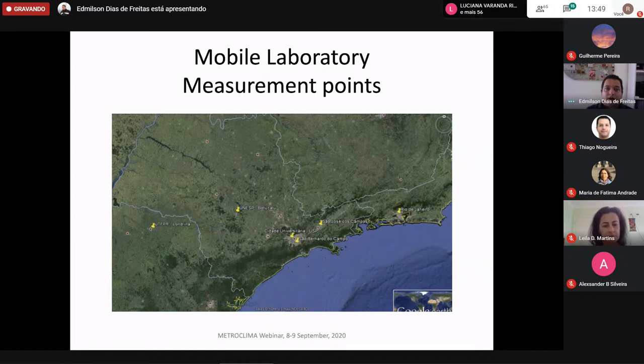And we are doing measurements in different places. We already did measurements here at USP, in Botucatu, Londrina, and Rio de Janeiro. We were planning to make some measurements this year in São José dos Campos, but because of the pandemic, it was not possible. So we're still measuring here inside IAG.